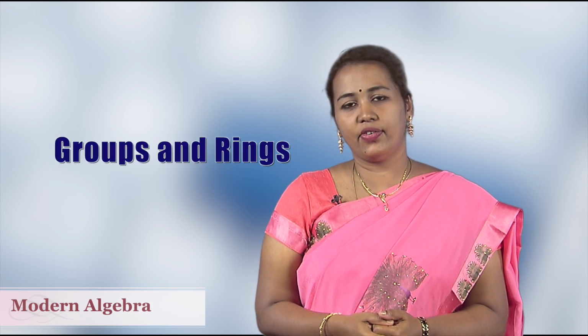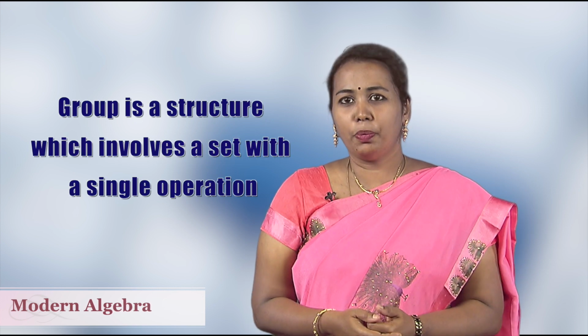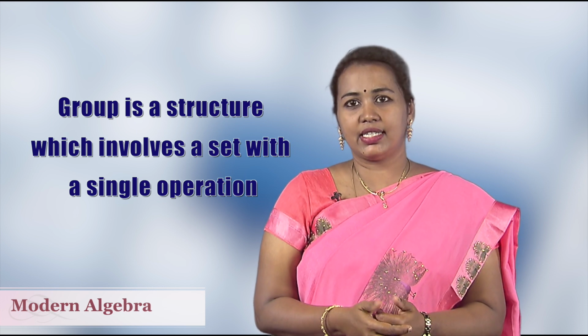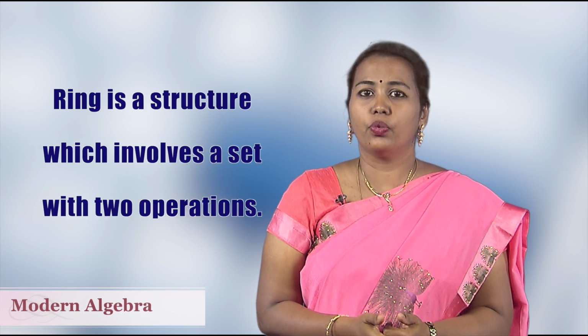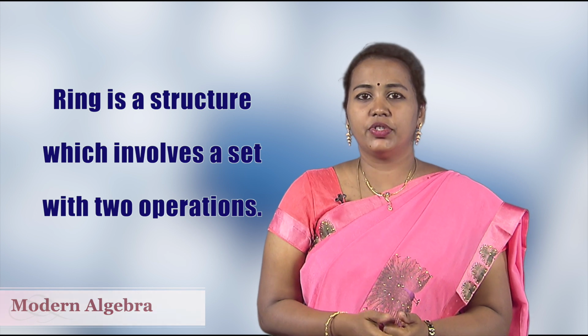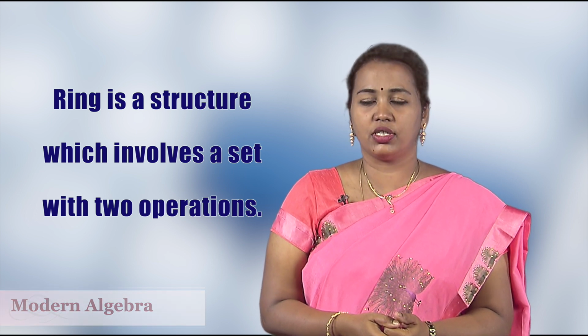Much of modern algebra or abstract algebra involves properties of sets together with operations. In the course on modern algebra, we have discussed two major concepts, namely groups and rings. Basically, a group is a structure which involves a set with a single operation, whereas a ring is a structure which involves a set with two operations.